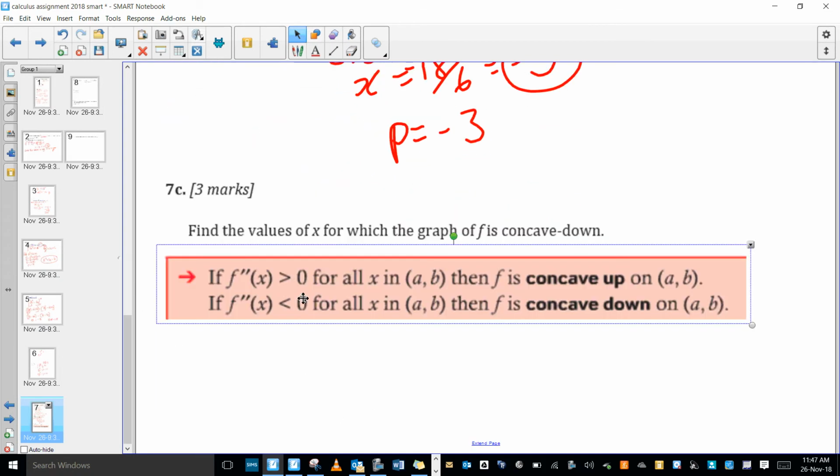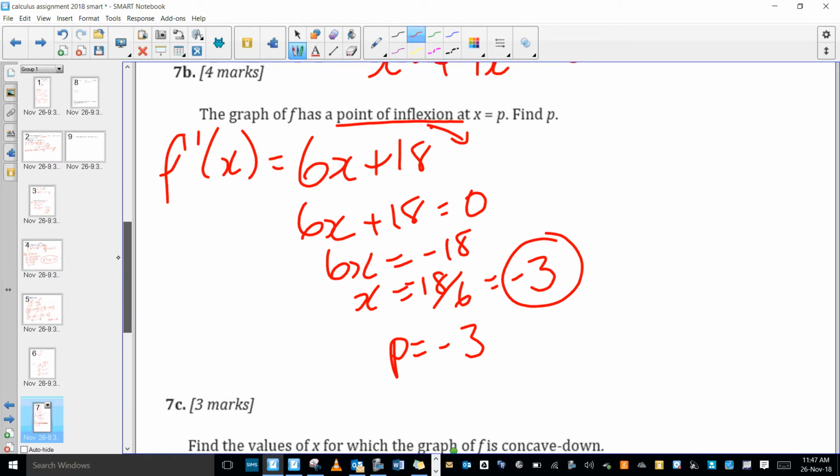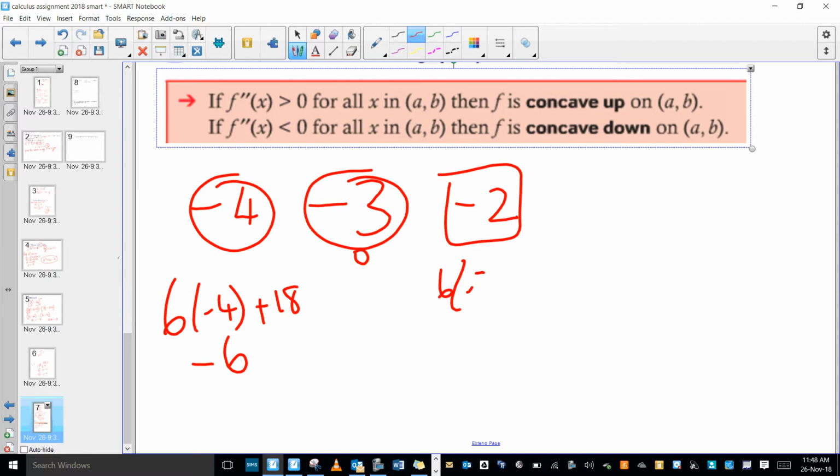Okay, so if we know that when x is negative 3, it is 0. Remember we did those charts. So if I were to look at a value to the left of it, when x is negative 4, what would the value of the second derivative be? The second derivative is 6x plus 18. So 6 lots of negative 4 plus 18 would be negative 24, so that would be negative 6. Looking a little bit to the right of it, when x is negative 2, 6 lots of negative 2 is negative 12, plus 18, so that is positive 6.